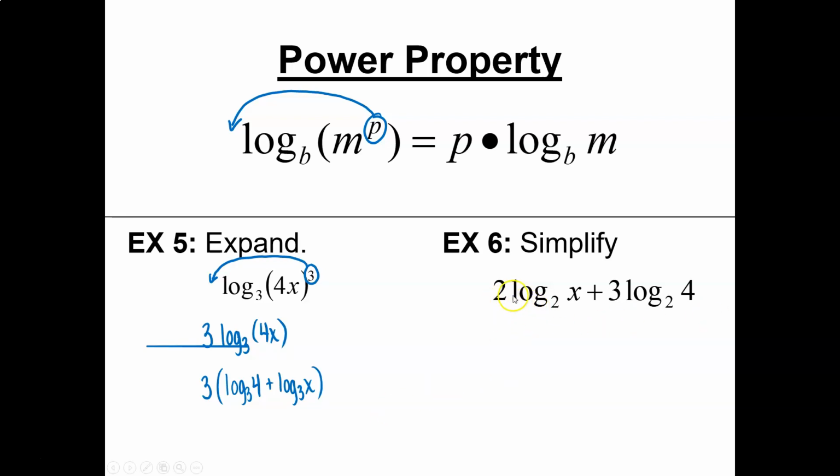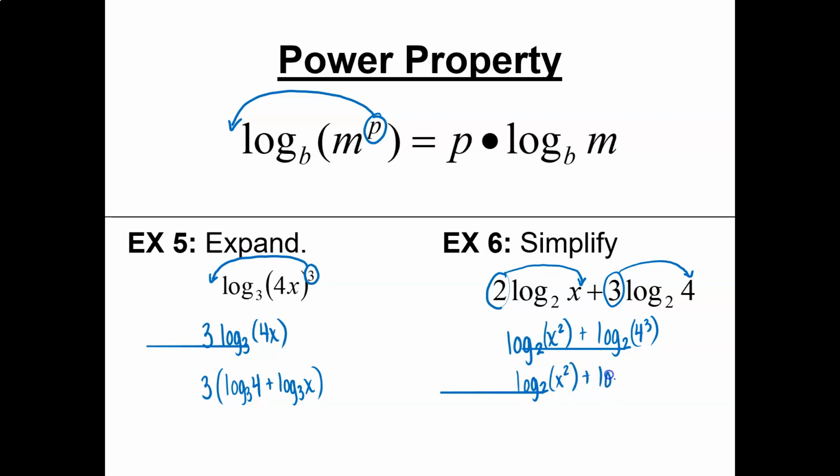All right, over here, I've got log base 2 of x and log base 2 of 4. I want to put those together with multiplication, but I can't do that while I've got this 2 and this 3 out front. So what I need to do with these coefficients is put them back in as exponents. So that's going to be log base 2 of x squared plus log base 2 of 4 to the 3rd power. And I'm going to go ahead and do 4 to the 3rd power, which is going to be 64.